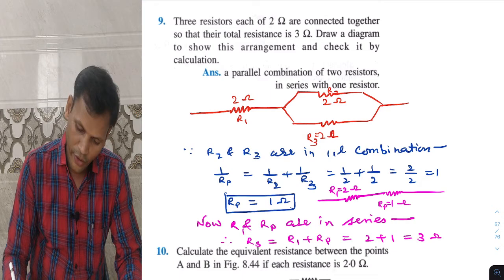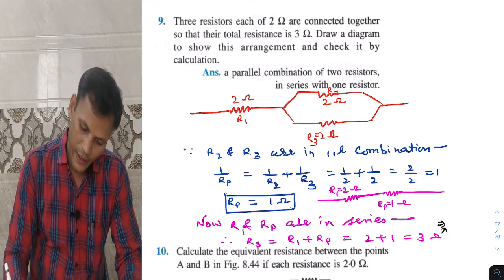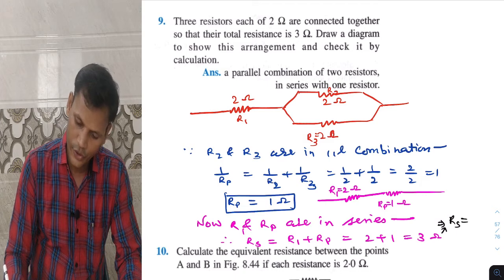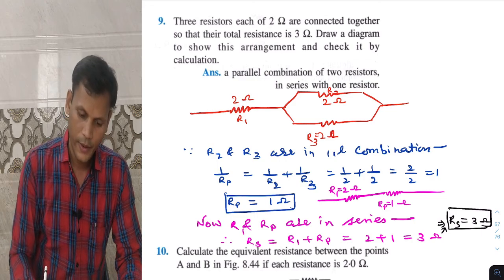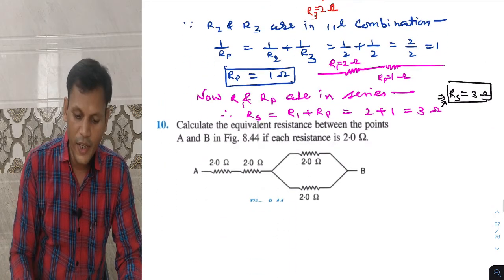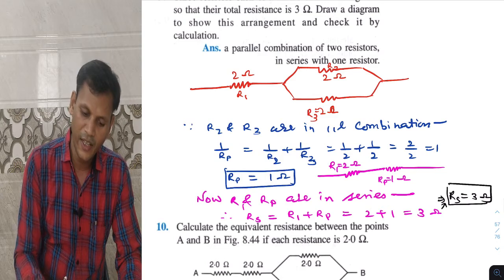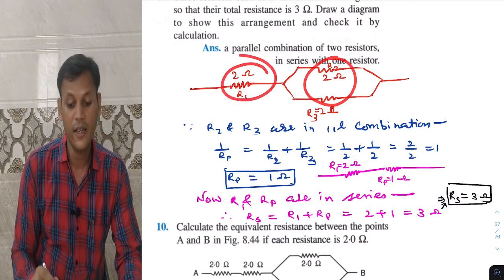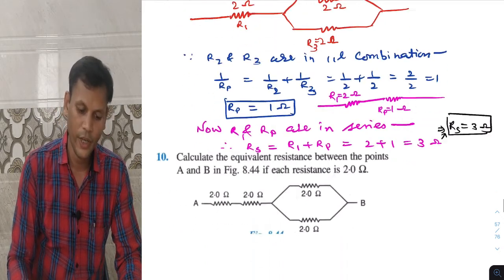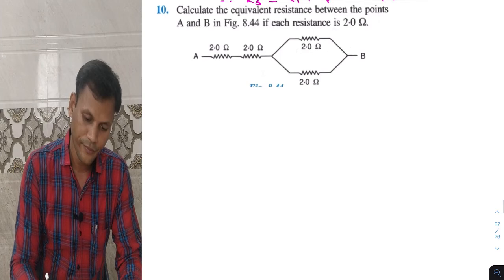So finally, in this case, the net resistance Rs is equal to 3 ohm, that we were to find out. So calculation is not needed, just the diagram is needed, and about the diagram we have to write that two resistances are in parallel and one resistance is in series with that. Okay, now question number 10.